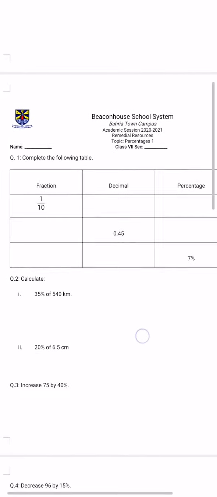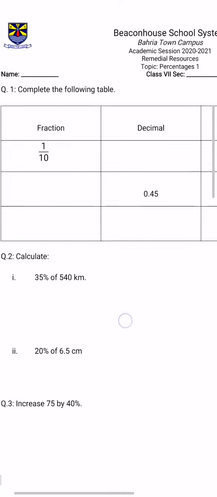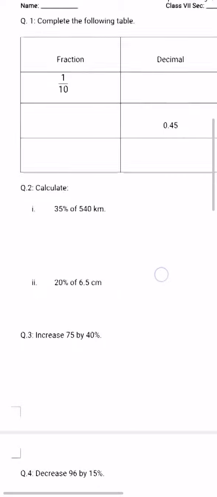Now let's have a look at question number 2. In part 1, you have to find 35% of 540 kilometers. In order to do that, you write it as 35 over 100 multiplied by 540, and then you simplify it. The second part is done in the same way. In the second part, you have to calculate 20% of 6.5. So 20 over 100 multiplied by 6.5, and then you simplify it to get the required number.